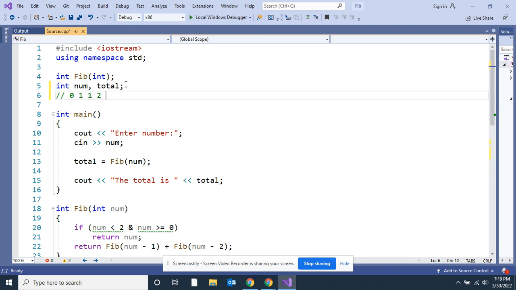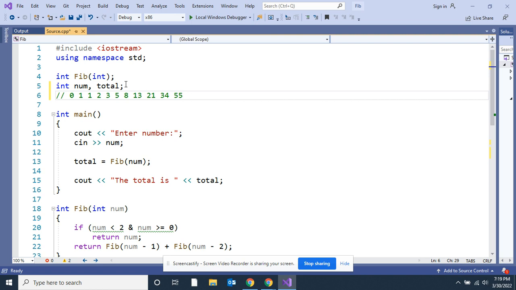1 plus 2 equals 3. 2 plus 3 equals 5. 3 plus 5 equals 8. 5 plus 8 equals 13. 13 plus 8 equals 21. 21 plus 13 equals 34. 34 plus 21 equals 55.